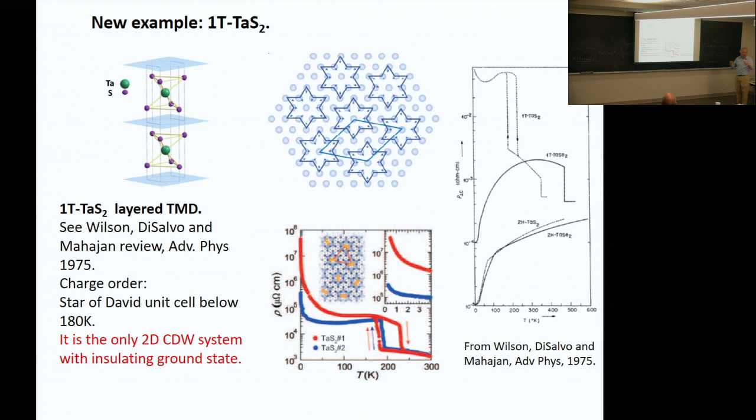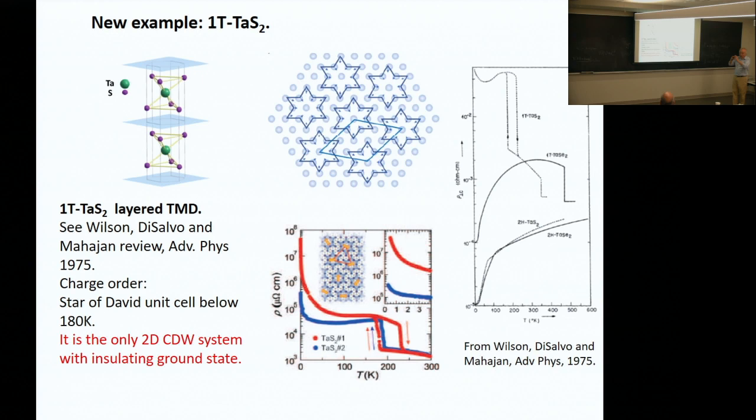Now the Star of David has 13 sites. 13 is odd, which is very important. So just don't forget the one in the middle, and the 12 around the edge. So this new unit cell is 13 sites. So I'm making these clusters. Okay, so I call this a cluster Mott insulator, right? Because on each cluster, now I reduce my problem to clusters.